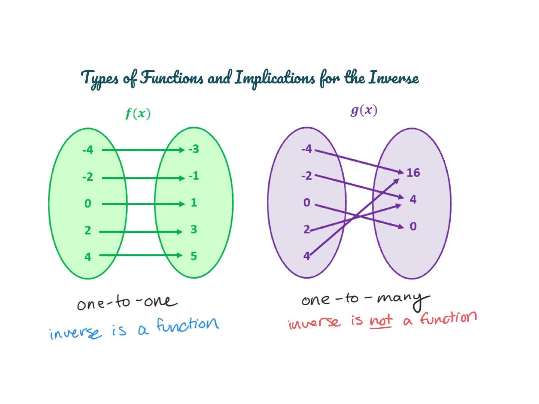So when you have a one-to-many function and you're finding the inverse, you need to do a little extra work to make sure that the inverse is also a function. And we'll show you how to do that in this next example.